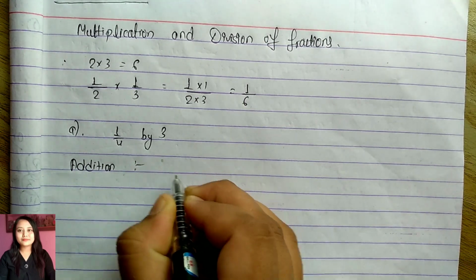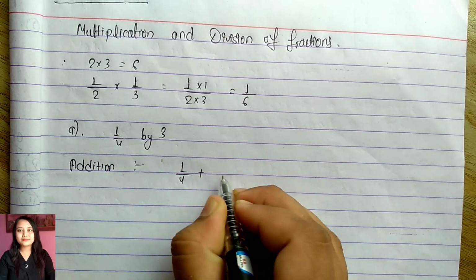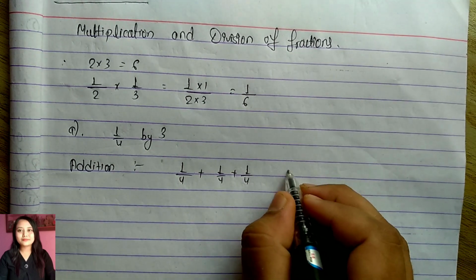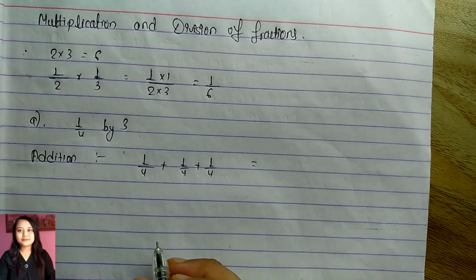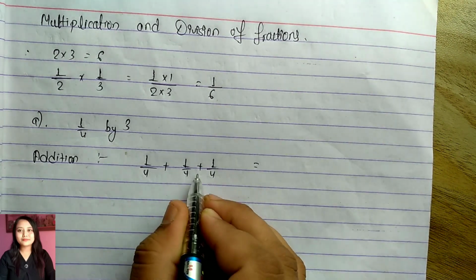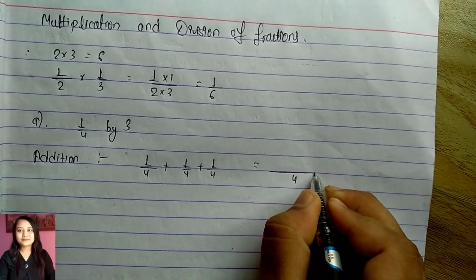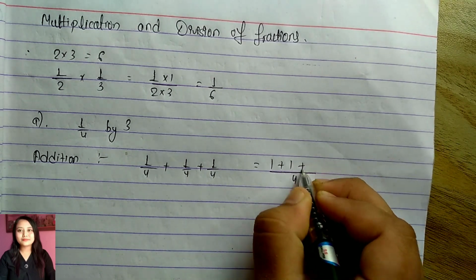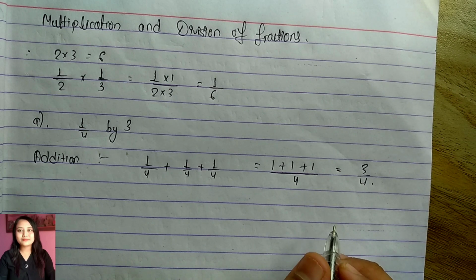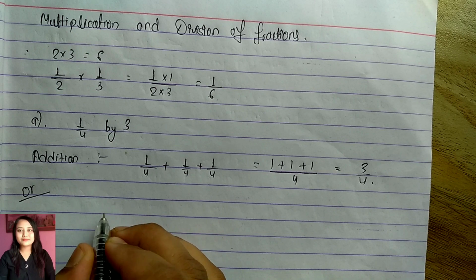So what does this addition method say? The addition method says that 1 by 4 will be added 3 times: 1 by 4 plus 1 by 4 plus 1 by 4. While adding, we know that since the denominators are the same, the denominator will stay the same and only the numerators will be added, 1 plus 1 plus 1. So this is 3 by 4.